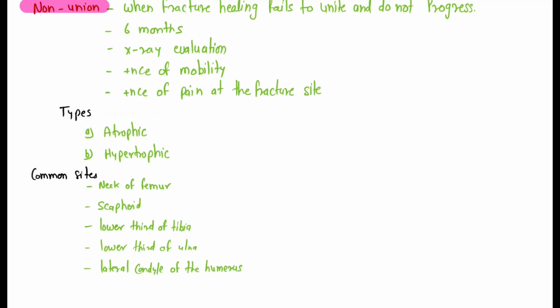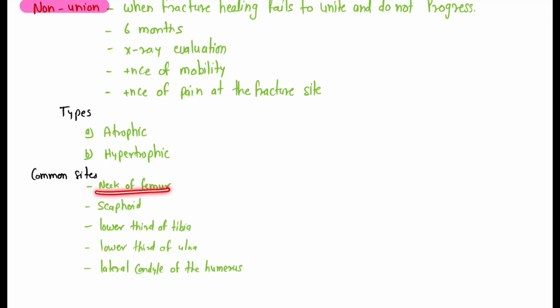And hypertrophic, where though the callus is present, it does not bridge the fracture site. Meaning it is not able to bridge the fracture site. That is called hypertrophic. Then some common sites are there for non-union.